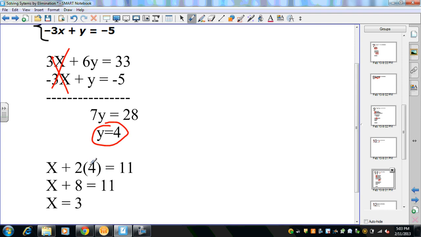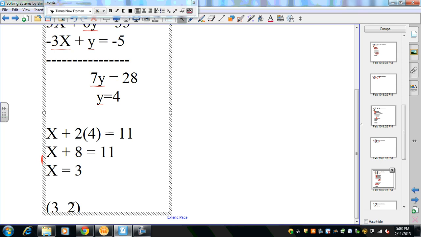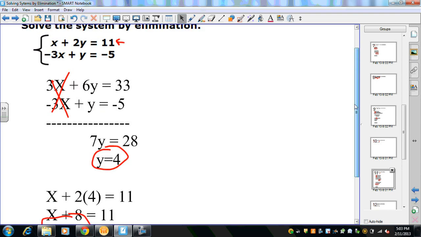So if I plug in 4 for y, x plus 2 times 4 is equal to 11. So x plus 8 is equal to 11, so therefore x is equal to 3. So our answer here is 3, comma, I just wrote 2, don't know why. It's 3, comma 4. For that confusion, that probably totally messed you up. I apologize.